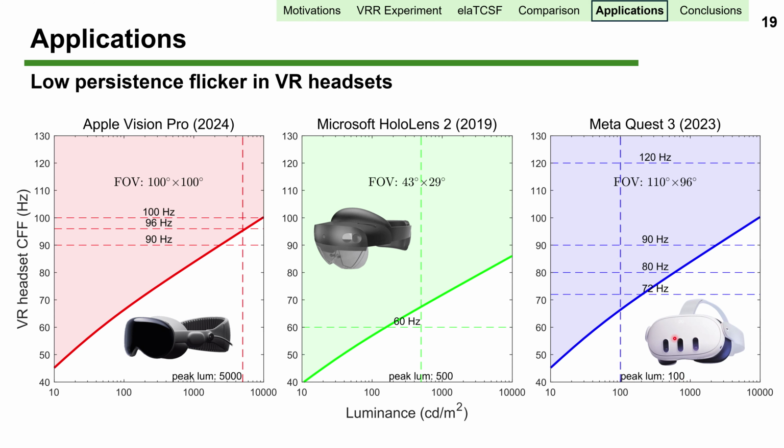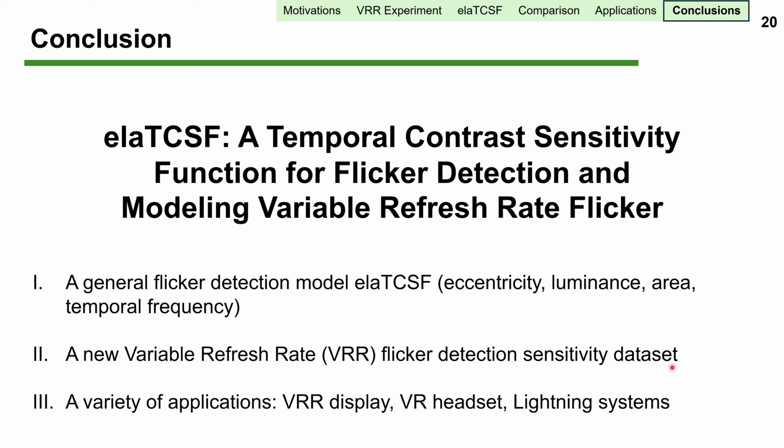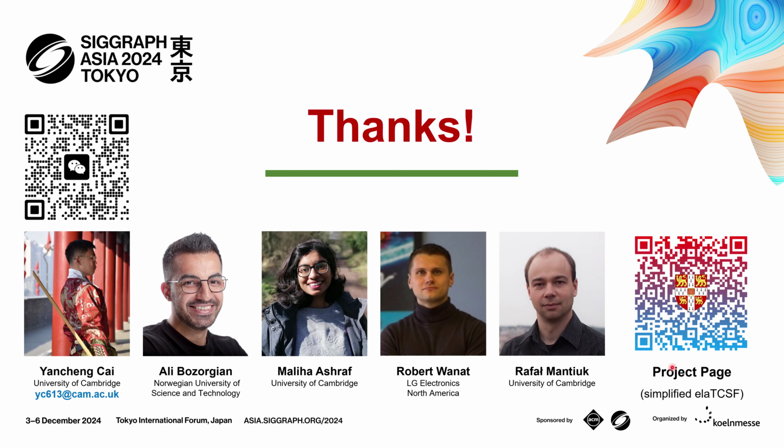The results show that the higher the luminance, the higher the refresh rate required to eliminate flicker. For all 3 headsets, their maximum luminance may still result in visible low persistency flicker. In summary, our work includes three main contributions: developing a general flicker detection model, elaTCSF, creating a new VRR flicker detection dataset, and demonstrating various practical applications.